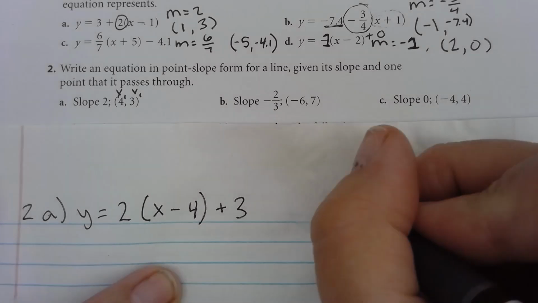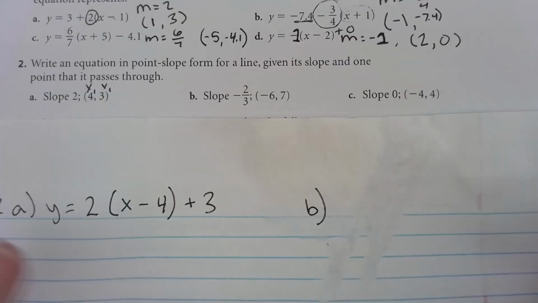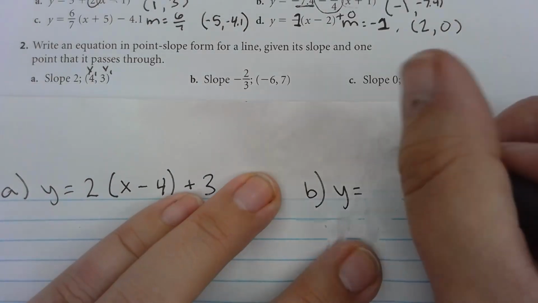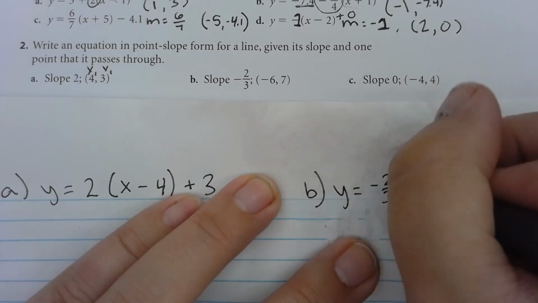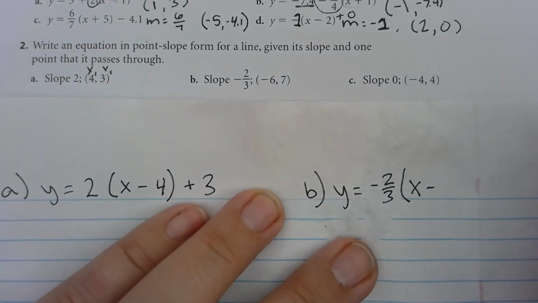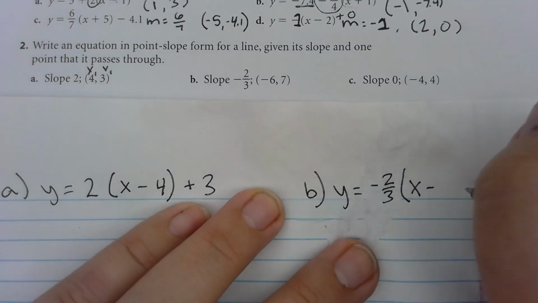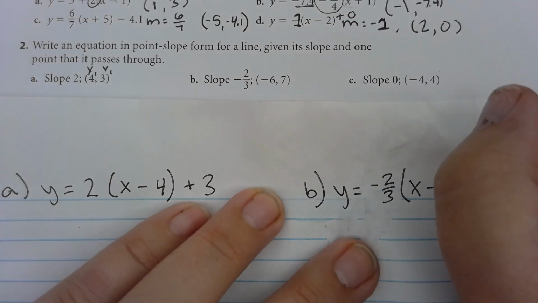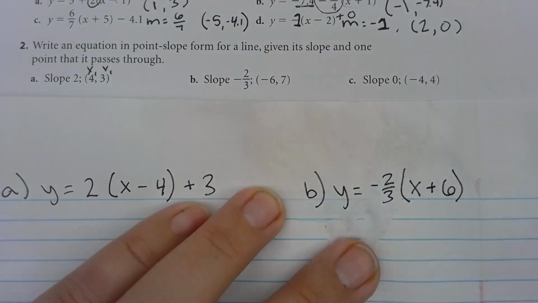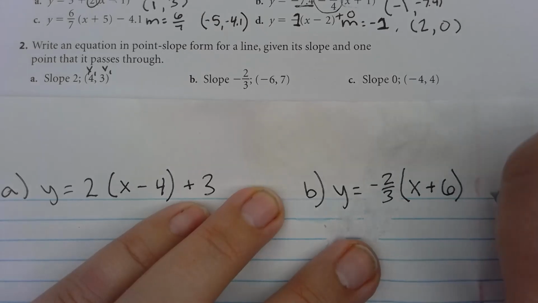So E would be y equals, what's the slope? Parentheses x minus, what's our x1? Becomes a positive 6. We okay with that? And then outside is going to be a plus y1. What's y1? 1.